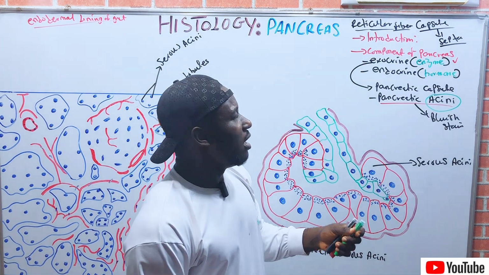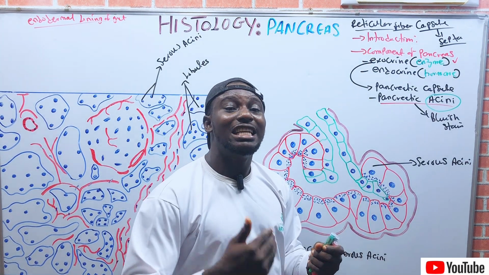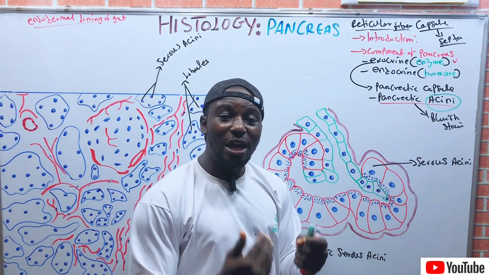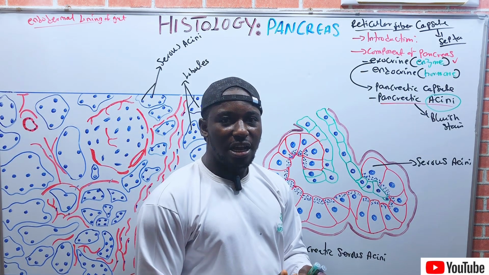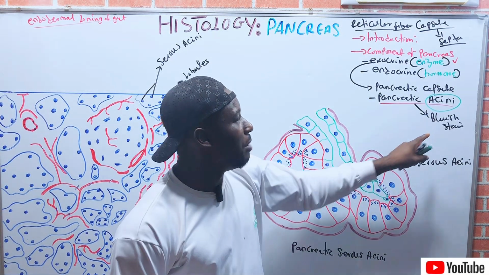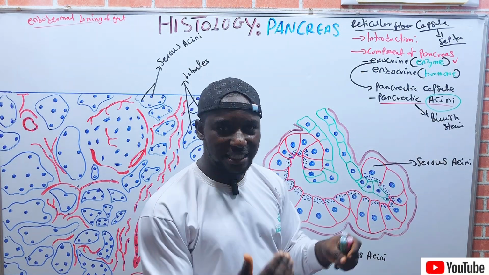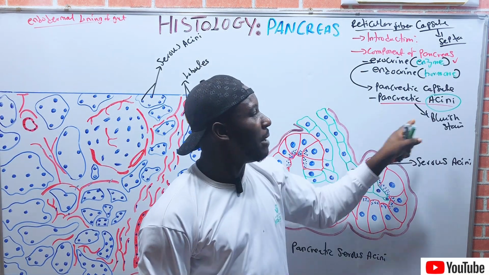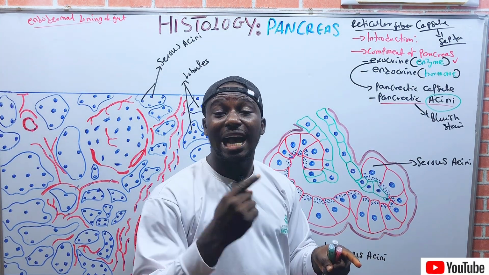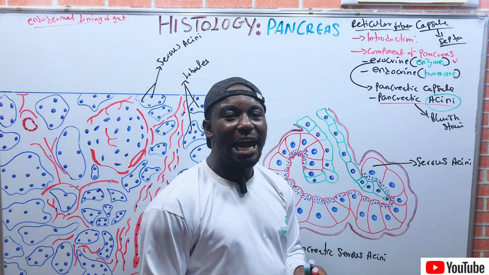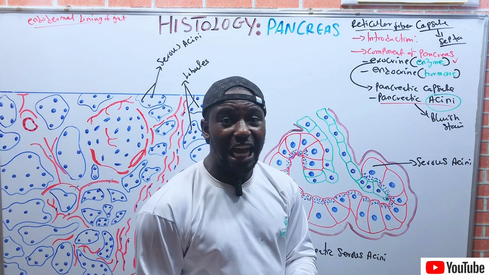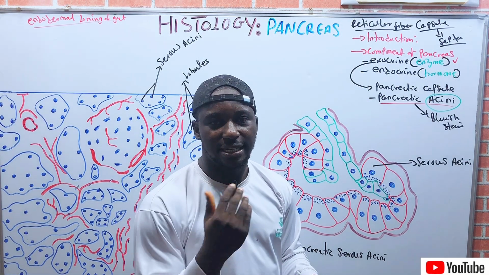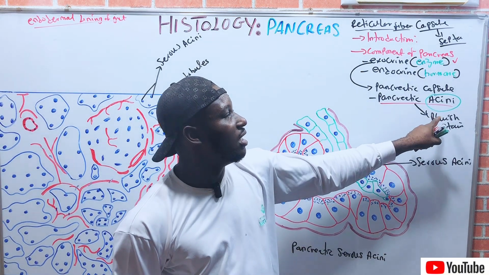Okay, there are some pancreatic acini found at the center, and that one is called centroacinar cells. It has a distinct lumen compared to the pancreatic acini, and the lumen of the centroacinar cell is lined by a cuboidal epithelium. That is the lumen of the centroacinar cell, which is quite different from the lumen of the pancreatic acini.